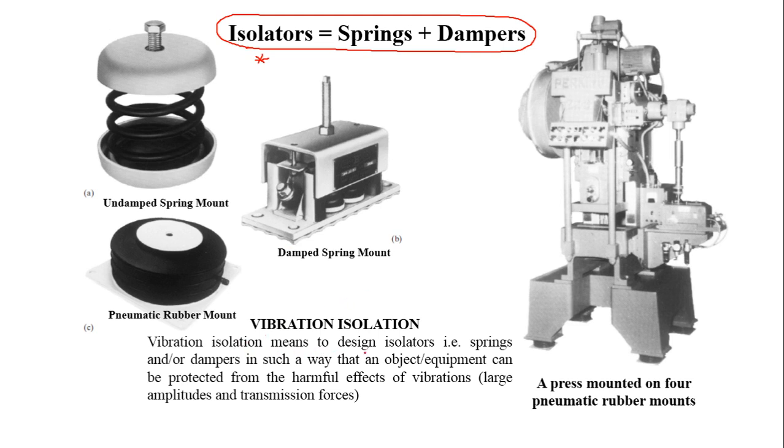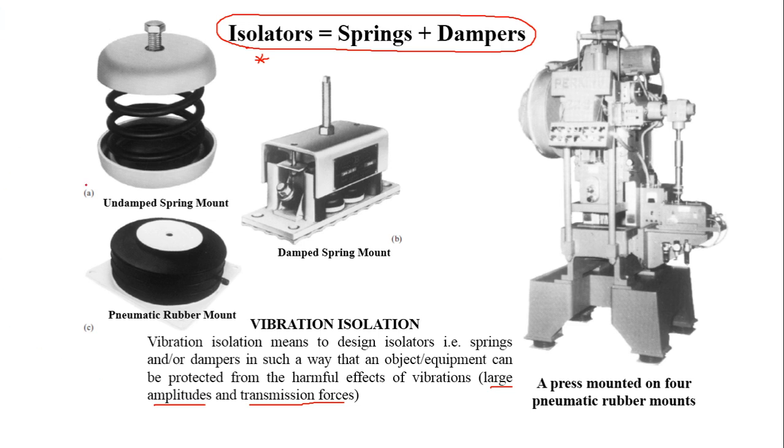So vibration isolation means to design isolators, that is springs and/or dampers, in such a way that an object or equipment can be protected from the harmful effects of vibrations. And the harmful effects of vibration are actually large amplitudes, so we have to avoid large amplitudes of vibration, and transmission of dynamic forces. So you have to save your equipment, your device, your machine from large amplitudes of vibrations and dynamic forces, because all of these can cause damage to the structure.